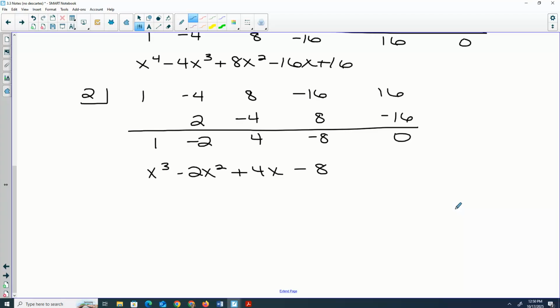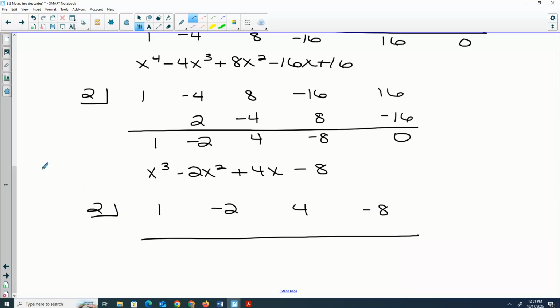Alright. Now what? We can do it again. Anything that's already worked might work again. 2 could work again, or we might need a negative. What do you think? Two works again, so I'm going to divide by 2 again.